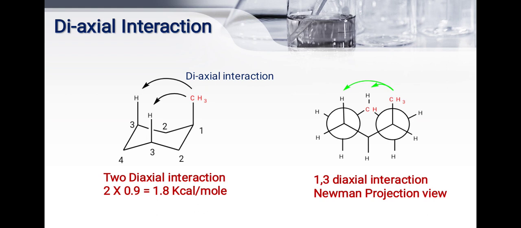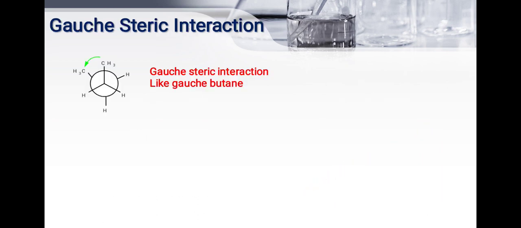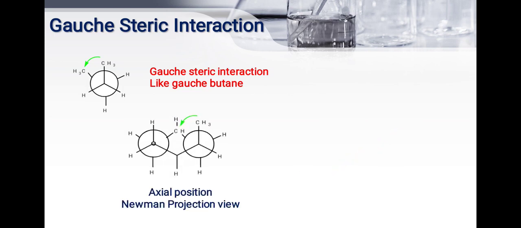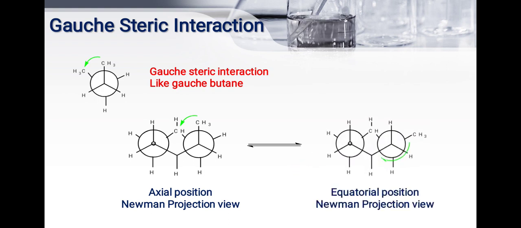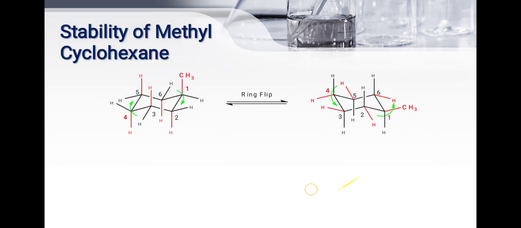the energy. Again here see the Newman projection formula or Newman projection view. Here 1,3 diaxial interaction takes place. See the gauche steric interaction, like the gauche butane interaction. Here is the axial position in Newman projection view. Here the CH3 group is there, and again interaction takes place, so energy increases. Here the equal structure is there, equatorial position, Newman projection view.